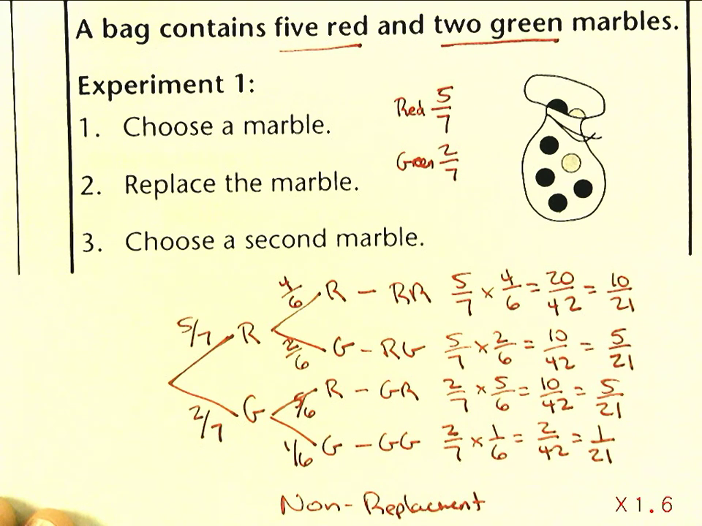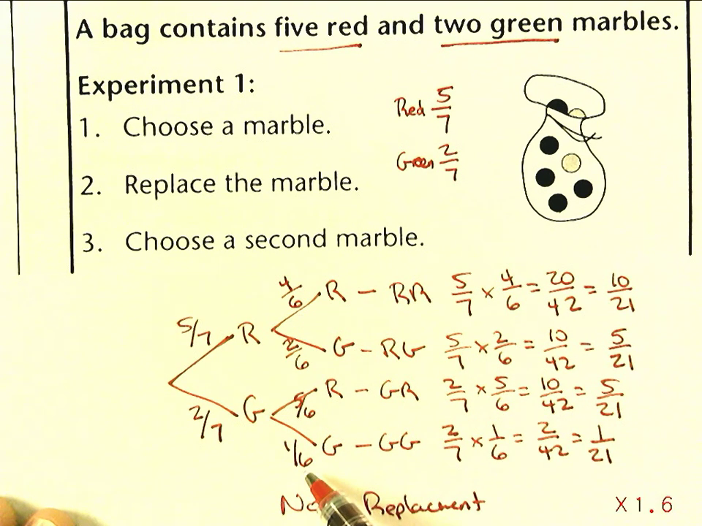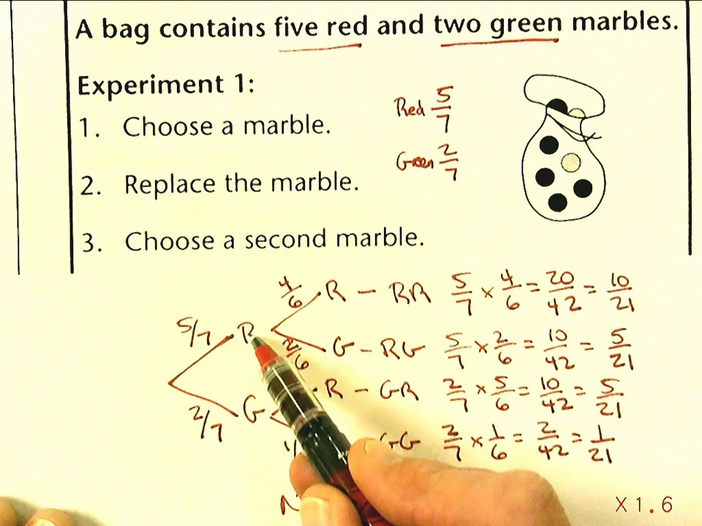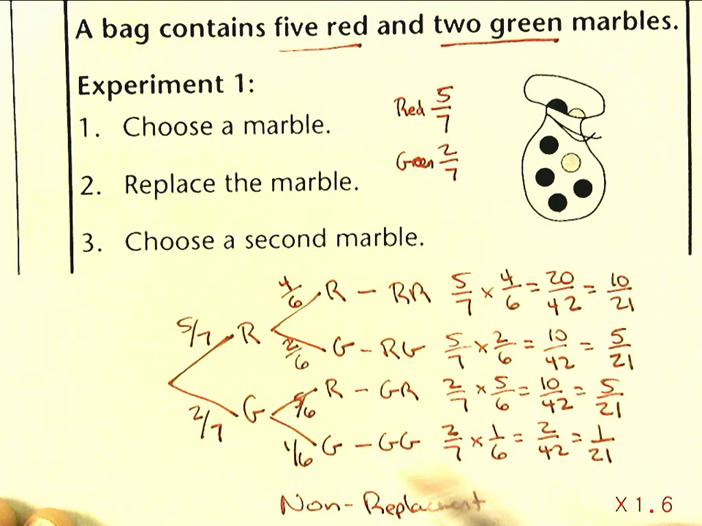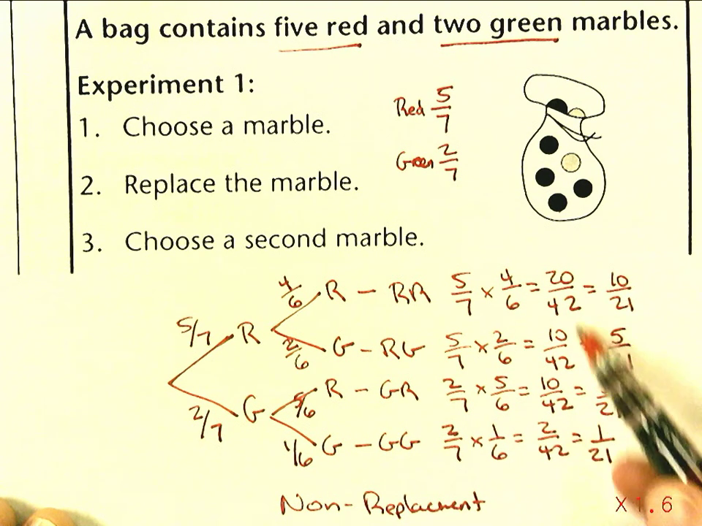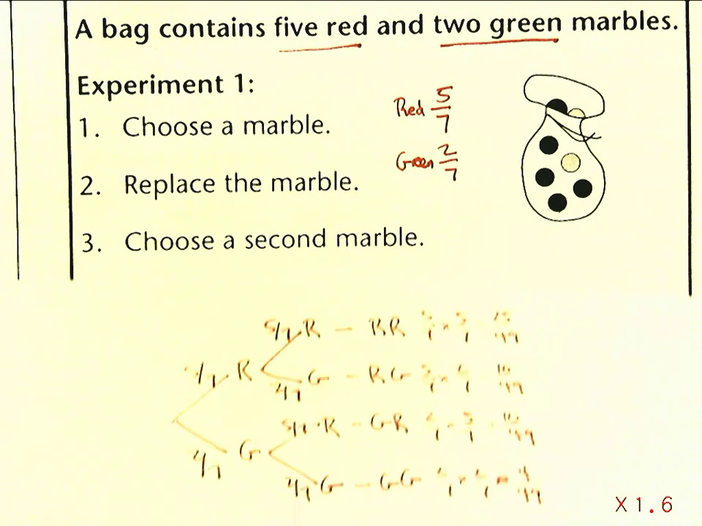And again, everything changes because you actually have one less marble in the bag on the second draw than you do on the first, because we don't put this marble back in. If we pull a red one out, we leave it out. If we pull a green one out, we leave it out. And so you can see how all the probabilities now have changed from what we had before when we put it back in.